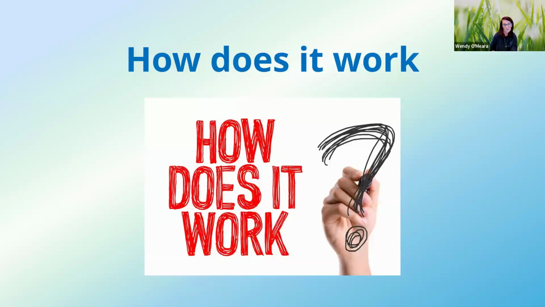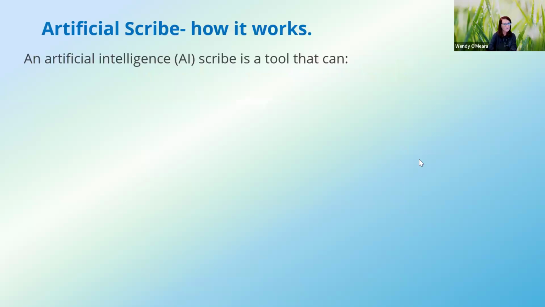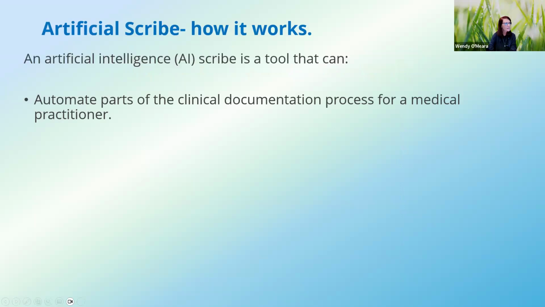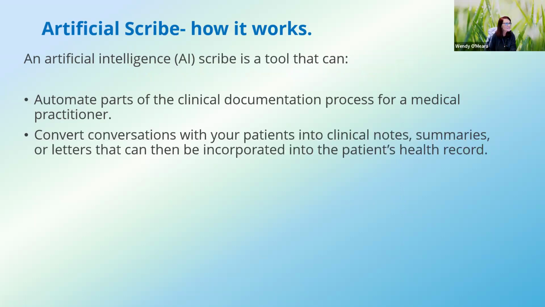How does AI work, or how does AI Scribe work when you're looking at within general practice? So basically, AI is a tool that can automate parts of the documentation process for medical practitioners. It allows you to engage with that patient face to face and have a whole consult instead of facing a computer. It converts conversations with your patients into clinical notes in a form of text.